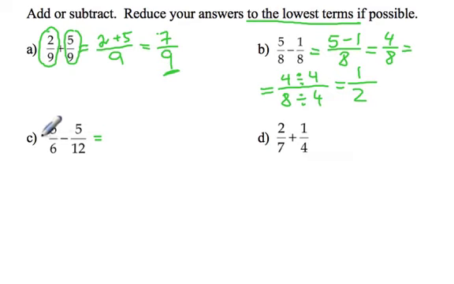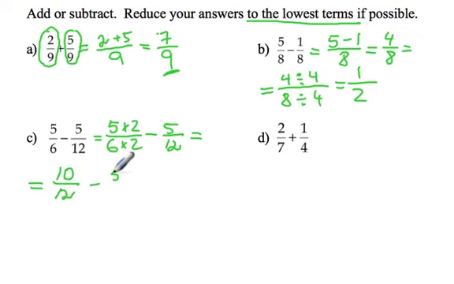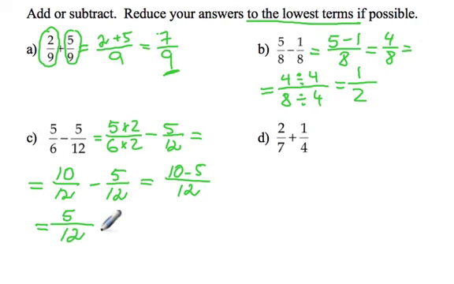Now our next question is, how can I turn 5/6 into a fraction with a denominator of 12? Well, I could multiply 6 by 2, so I will have to multiply 5 by 2 as well. And then we have 5/12 that already has a denominator of 12. Now that equals 10/12, take away 5/12. And once we have a common denominator, we know that we can subtract numerators. That's 10 take away 5, and the denominator remains the same. 10 take away 5 is 5, so the answer is 5/12. 5 and 12 don't have a common factor, so the answer is already in lowest terms.